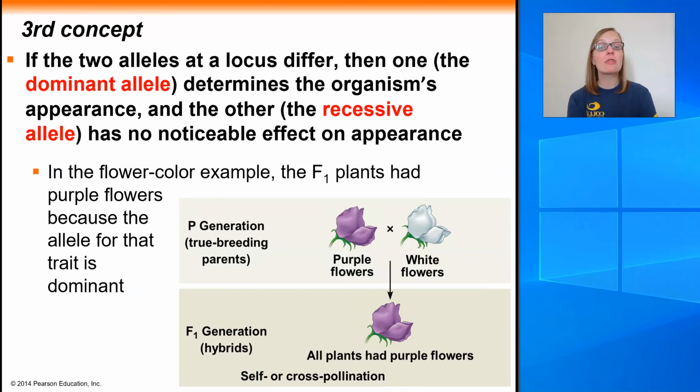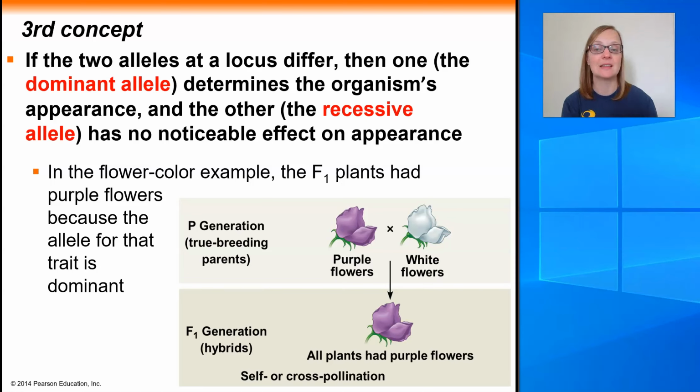All right, third concept. If you are a heterozygote, meaning if the two alleles for that particular locus are different, one of them is going to be a dominant allele, and the other one is going to be recessive. The dominant allele is going to be the one that determines your appearance. And the other one, the recessive, has no noticeable effect on the appearance.